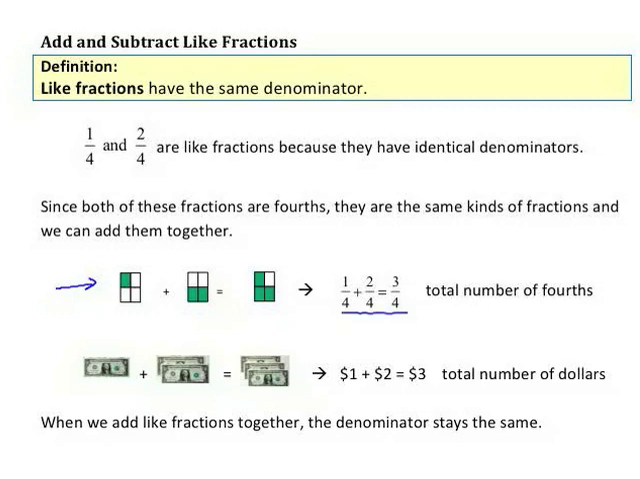This is very similar to adding other like objects together. We can take a look at money. If I have $1 plus $2, I end up with $3 in total. In both of these situations, I'm adding the same kinds of things together. So when we add like fractions together, the denominator stays the same because the denominator tells us the type of fraction or the type of thing that we're adding together.